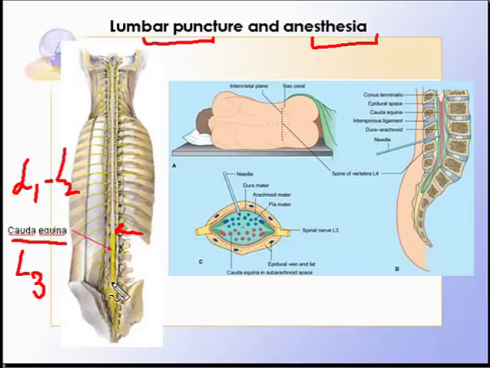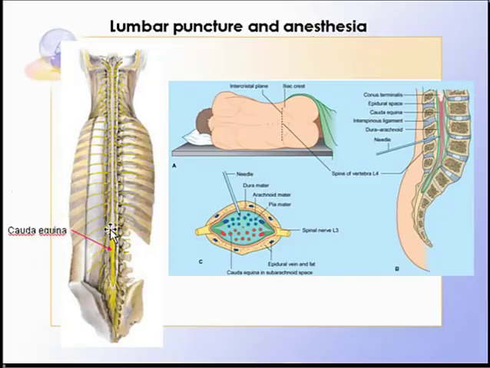Now, below this level, that means below L2 in adults and below L3 in children, you just have this sheath of nerves, and these are present in the subarachnoid space, which travels all the way up to S2. If you remember, the dura mater ended at S2, and so did the arachnoid mater. So this is the subarachnoid space present here, and this subarachnoid space is rather dilated, and it's known as the lumbar cistern.